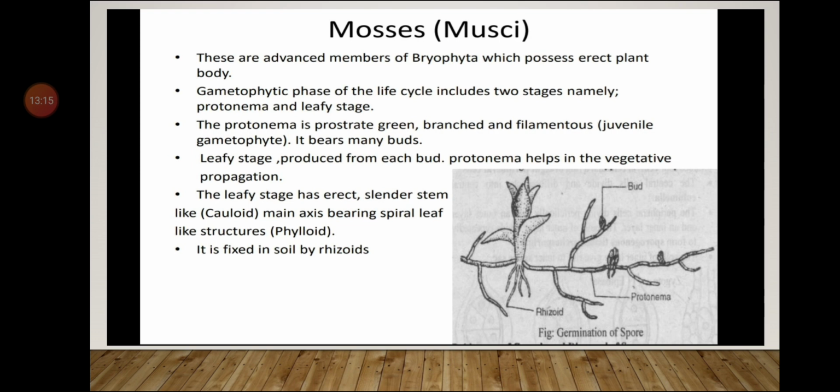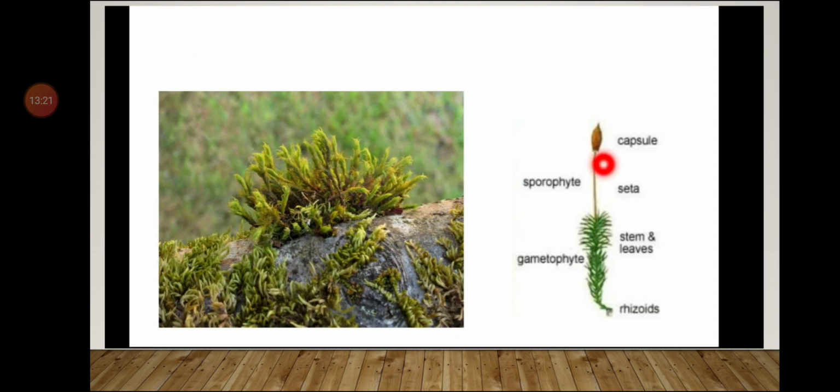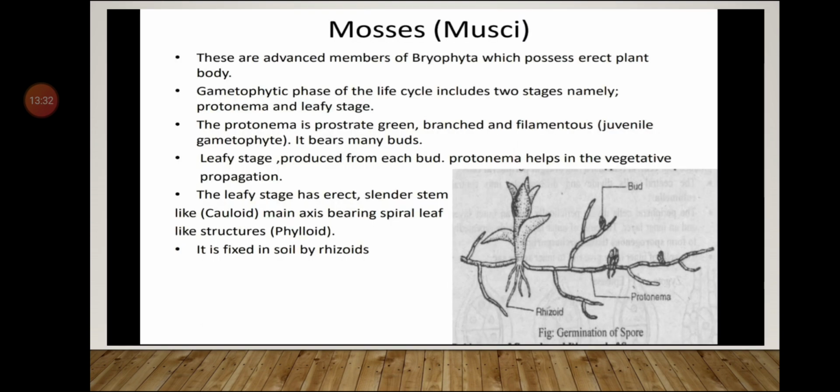It is fixed in the soil by rhizoids. The stem and leaf are fixed in the soil with the help of rhizoids, since they do the work of roots. They do the work of fixation. So mosses are the advanced stage of bryophytes, and they possess an erect plant body. In the gametophytic stage, they are further divided into the protonema and leafy stage.